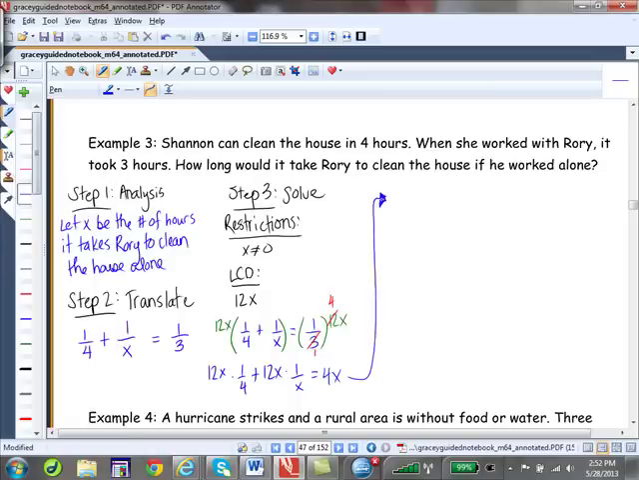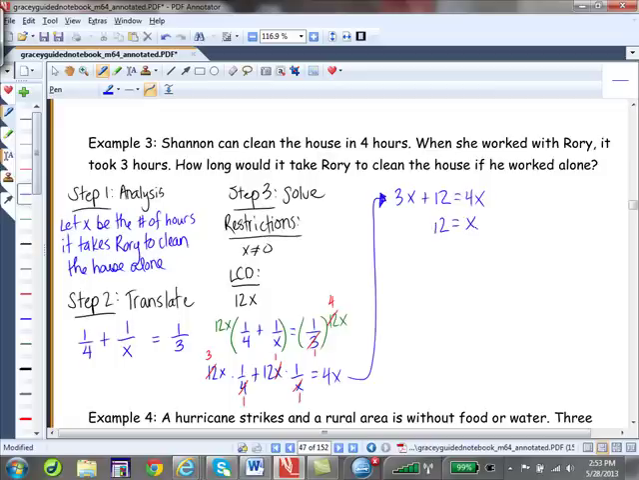So now, continuing, this 4 divides out some of the 12. This x divides out this x. So we will have 3x plus 12 is equal to 4x. If I subtract 3x from both sides, I get 12 equals x.